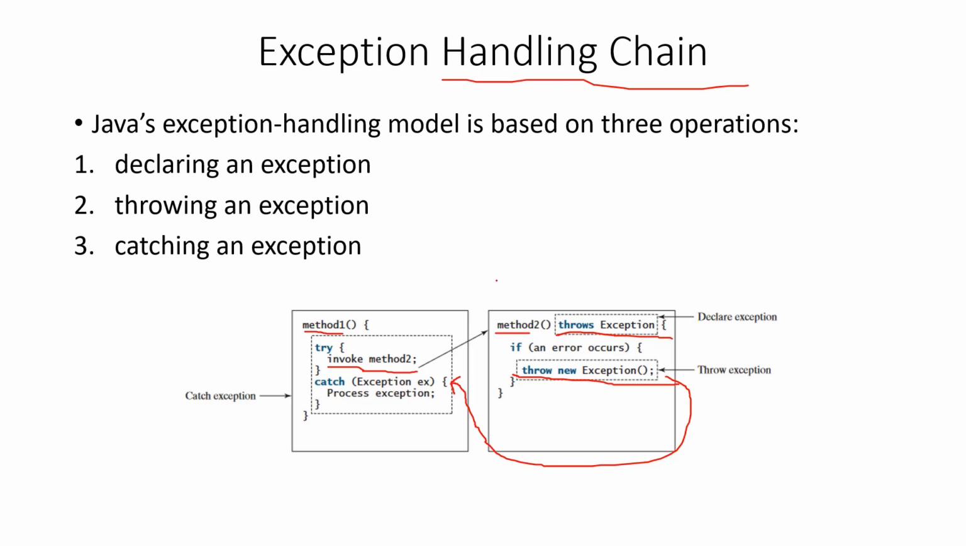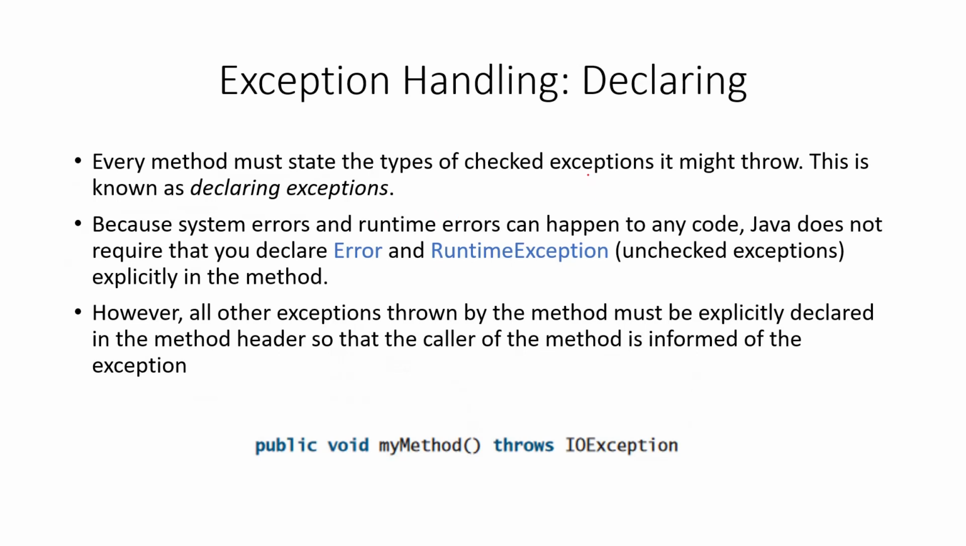Exception handling in Java consists of 3 main steps. First, we need to declare the exception. Then we need to throw the exception. And finally, we need to catch that exception. So let's start with declaring the exception. Declaring happens when we write the signature of the method, then we write throws and IOException.